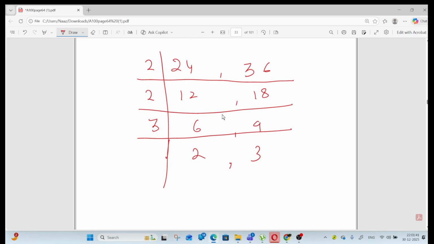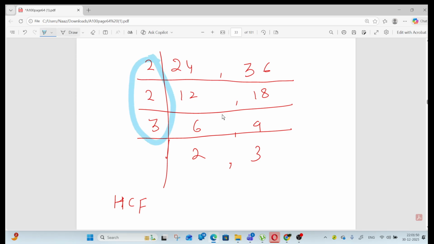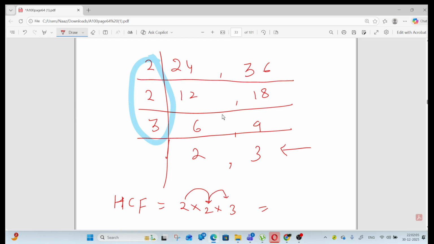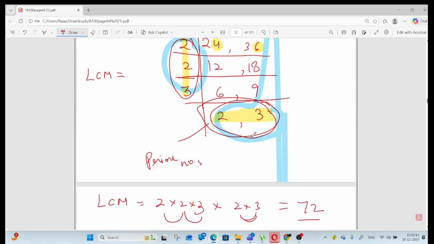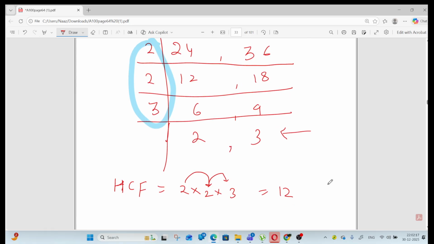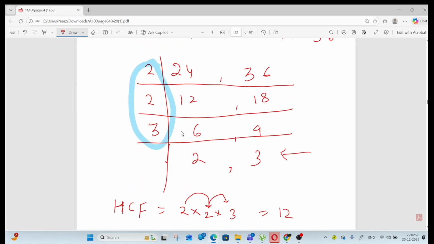Now to find the HCF, because this is the highest common factor, we need to just take this. When we get prime numbers here we stop, we don't do it further. HCF is just we multiply these things, 2 times 2 times 3. So 2 times 2 is 4, 4 times 3 is 12. So the answer is 12. If you notice the difference, in LCM we multiplied all of them, this and this, and that's how we got the LCM. But in the case of HCF, we just multiply these numbers, and that's how we find the HCF, right?